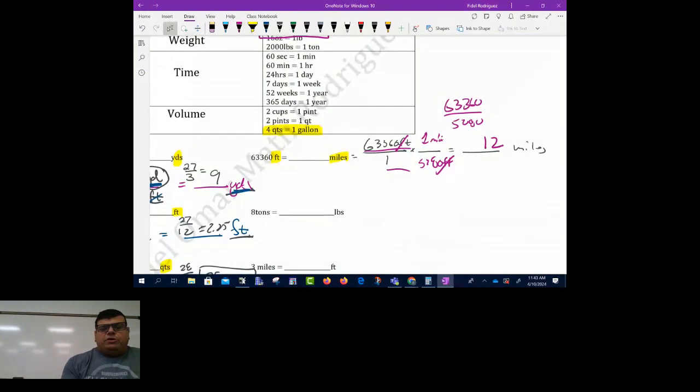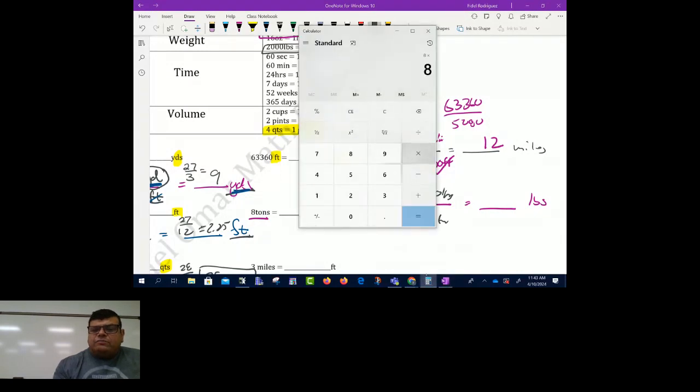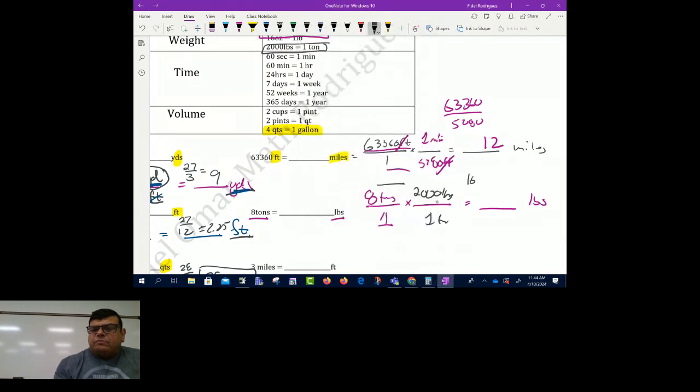All right, guys, another one I want to do here. 8 tons to pounds. Okay, so look, 8 tons over 1 times something is going to be our answer in pounds. Okay, right here, guys. 2,000 pounds, same thing as 1 ton. Okay, we're going to go straight across. 8 times 2,000, 16,000 over 1. Tons and tons cancel out. Y'all, 16,000 divided by 1, still 16,000.